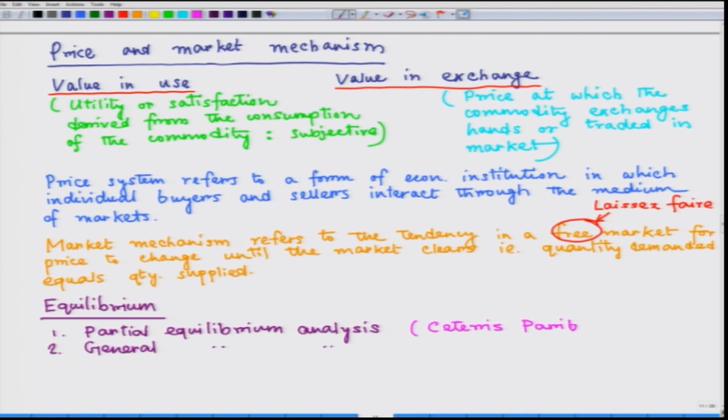This ceteris paribus is a Latin phrase which is commonly used in microeconomic analysis, and that means other things held constant.